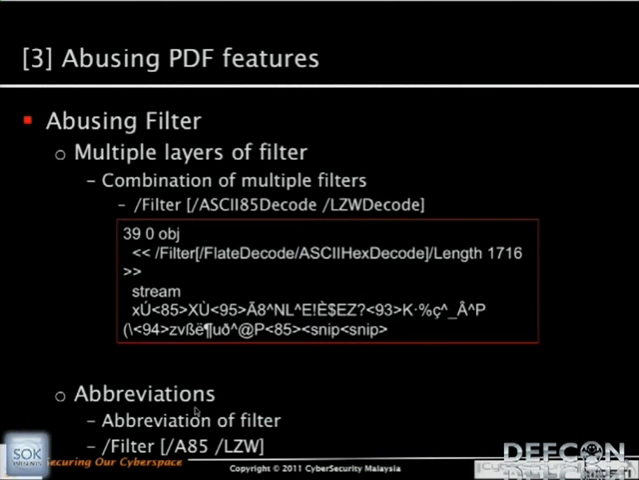And then you can also abuse the filter by implementing multiple layers of filters. For example, combining ASCII85Decode with LZWDecode. Well, there is no limit for you to play around with it, so you can add multiple filters on this one. For example, this one implements FlateDecode and then does ASCIIHexDecode later on. And you can also use abbreviations, like A85 belongs to ASCII85Decode, and LZW belongs to LZWDecode. If you don't put this kind of abbreviation within your parser, it would be difficult for you to decompress all these filters.